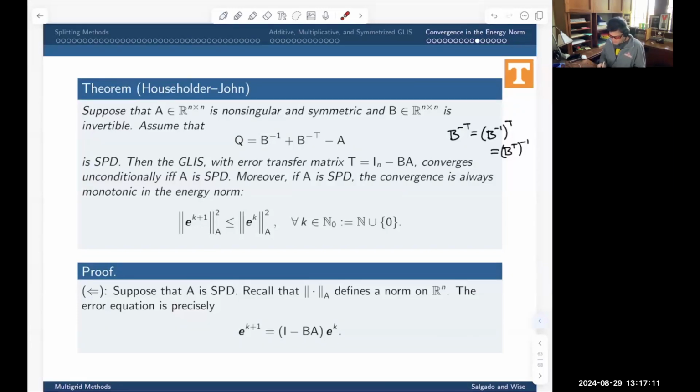So let's do just that. Let's suppose that A is SPD. We know then that if A is SPD, then this object is a vector norm. The error equation is always equal to that. Remember, that's almost the definition of the error equation. It is the definition of the error transfer matrix. That's where we found out that that thing was important. So this is just another way of writing T e_k.